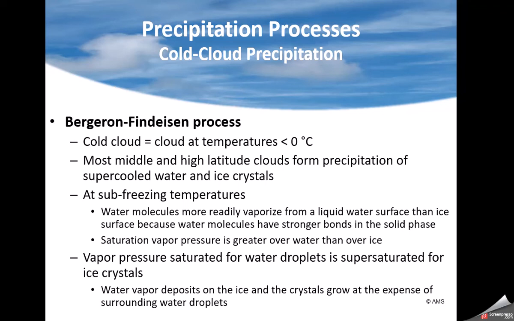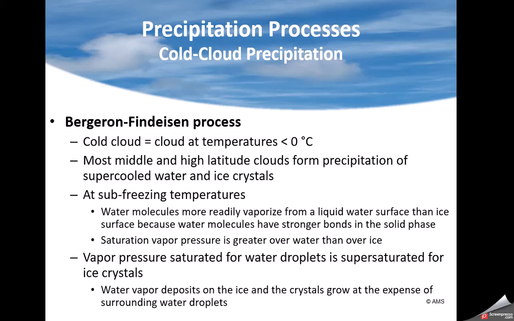Bergeron-Findeisen effect says, okay, we got this really cold cloud up here, and we've introduced ice crystals into it now. We have part that's ice crystals and part that's water droplets. Well, guess what? The saturation vapor pressure over an ice crystal is lower than that over a water droplet. So think about it, the pressure is moving from the higher pressure over water to the lower pressure over ice. So all this water vapor is being dispersed into the ice crystals. So the ice crystals are growing at the expense of the water droplets.